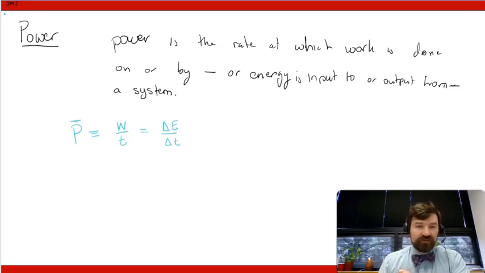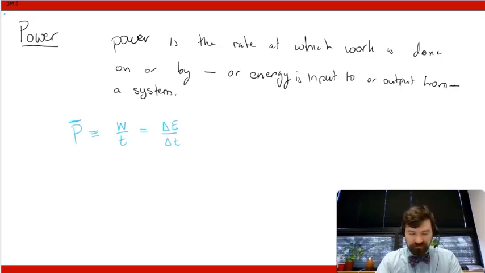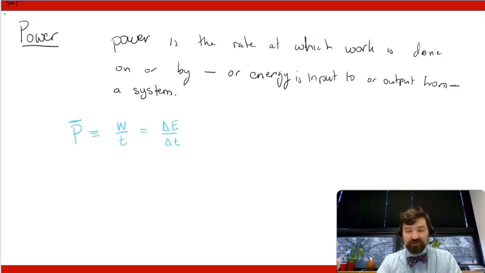And as with so many other things, this definition is really like an average for our general physics course, for our college-based, algebra-based physics course. If you want to get an instantaneous value for power, look at how much work is being done in a very, very short amount of time. And so divide the work by the time.